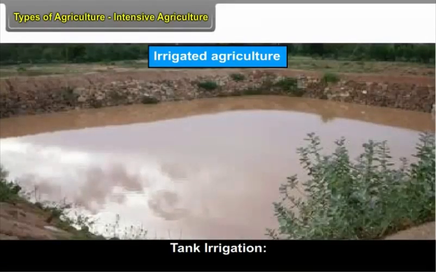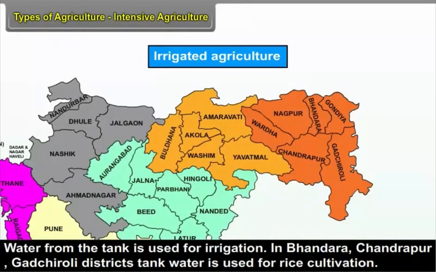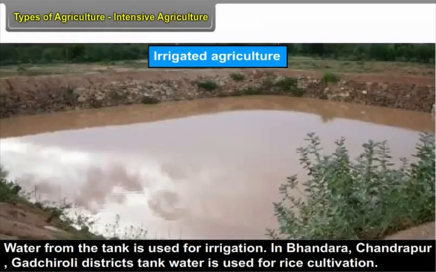Tank irrigation. Water from the tank is used for irrigation. In Bhandara, Chandrapur, and Gadchiroli districts, tank water is used for rice cultivation.